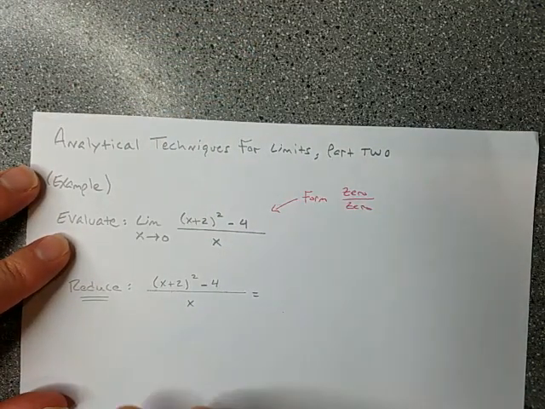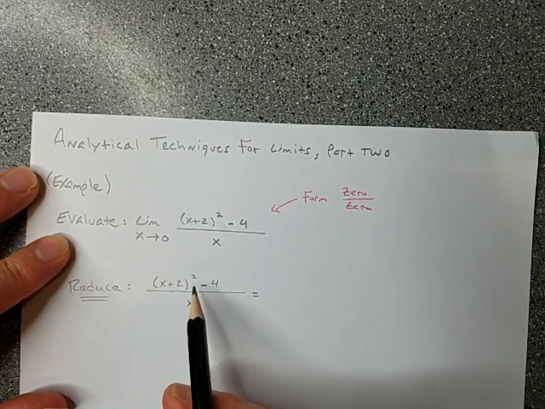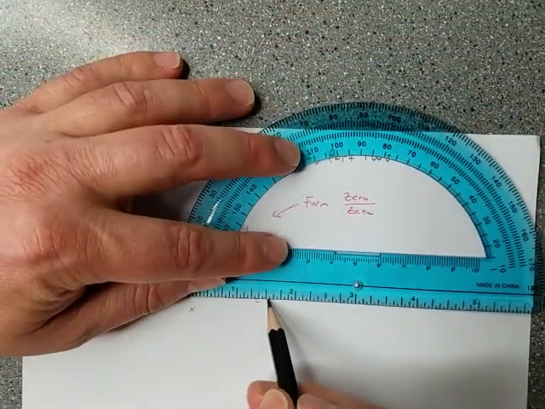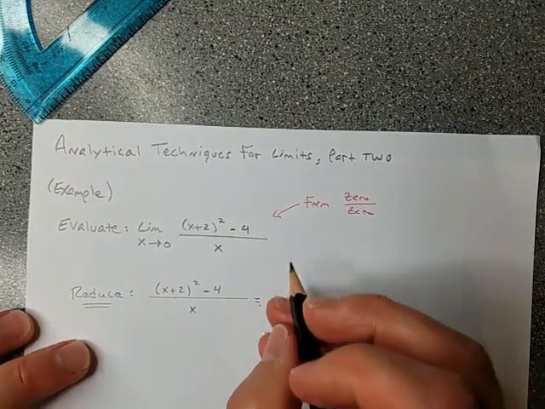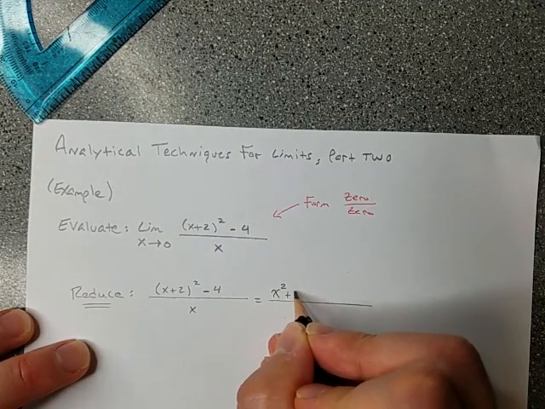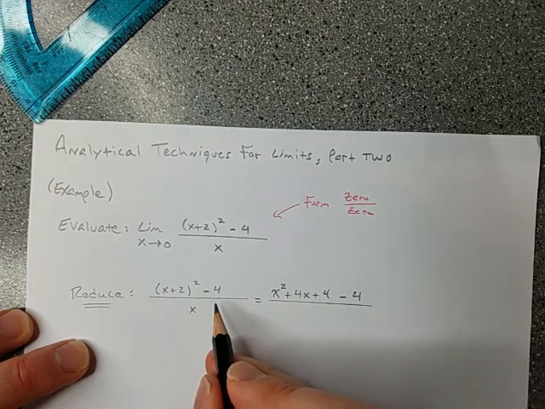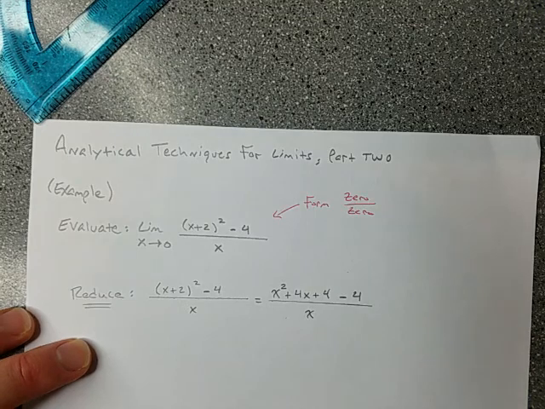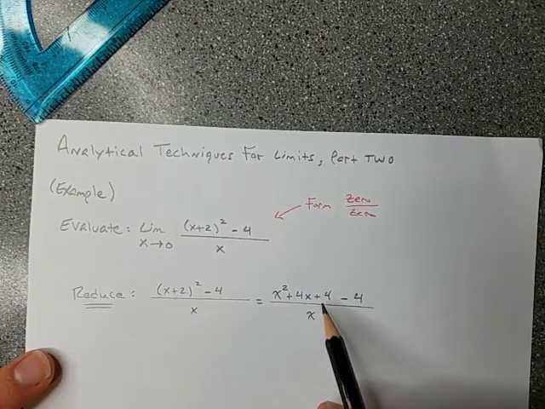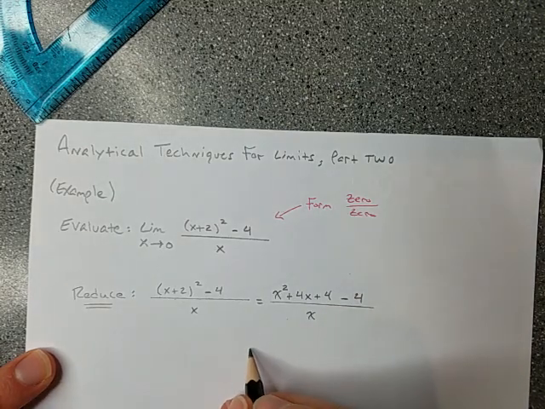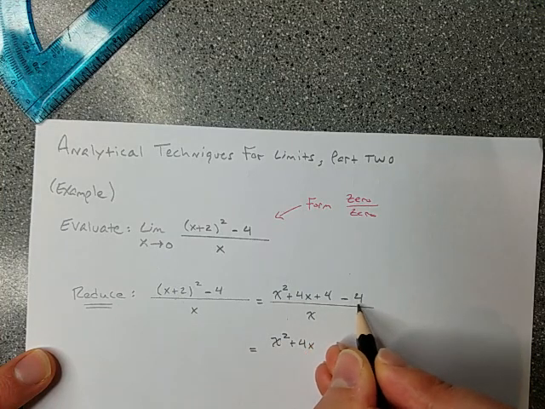What I think will be useful for this one is to multiply this out and combine whatever like terms I can. When I look at x plus 2 squared, that's x plus 2 times itself. So that ends up being x squared plus 4x plus 4. And then minus 4 over here. That's the first thing I would do. Now adding the like terms. The only like terms are 4 and negative 4. So I'll get x squared plus 4x, because those cancel, right?